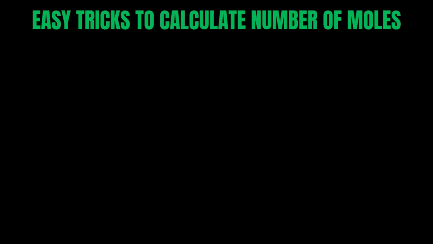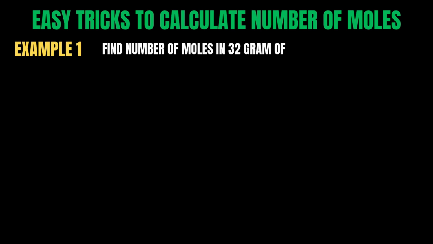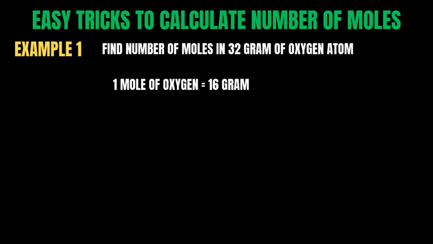Easy trick to calculate number of moles. Now I will tell you a very easy trick by which you can calculate the number of moles very easily. Let us understand with an example. First, we need to find how many moles will be present in 32 grams of oxygen atom. First, you need to write what you already know. As we know, 1 mole of oxygen is equal to 16 grams. Now what we need to find, we will let it equal to x. So we write, x mole of oxygen is equal to 32 grams.